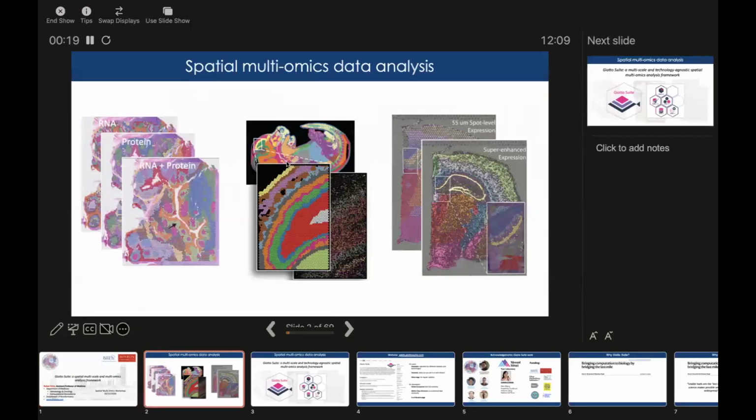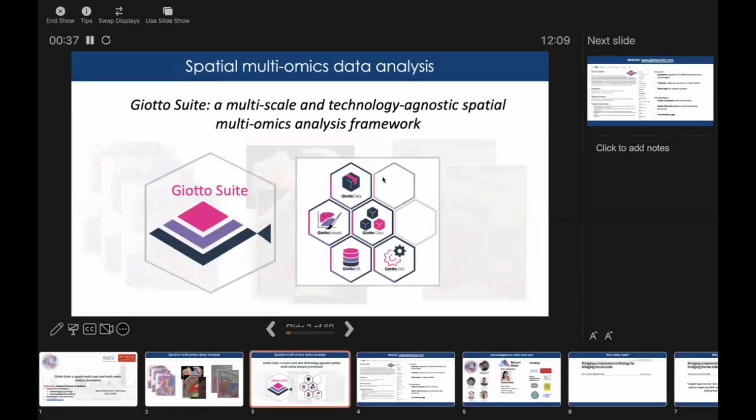All right, so we're going to talk about multiple different data sets and what we can do with it. Some of them have multiple different features. Some work at multiple different scales, or how can we leverage some of the existing spatial geostatistics frameworks that already exist to increase our resolution for Visium data sets, for example. So GIOTTO Suite is the main topic of today, for my talk at least.